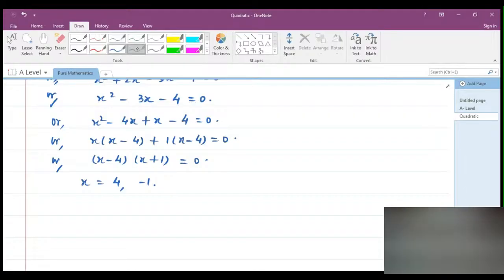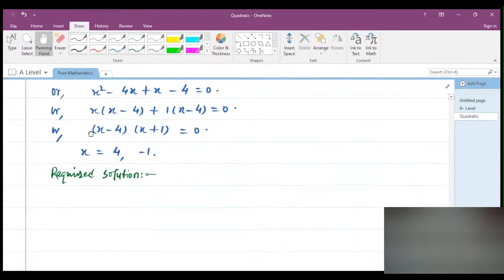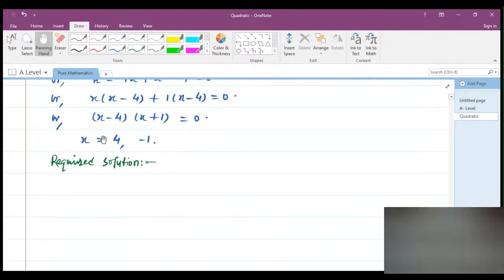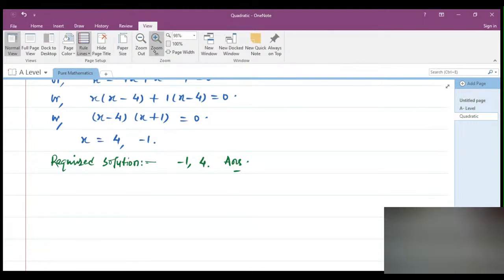So the required solution here will be minus 1 and 4. This is the answer. Now I am going to zoom this solution so you have no problem to note the answer of this question or solution of this question.